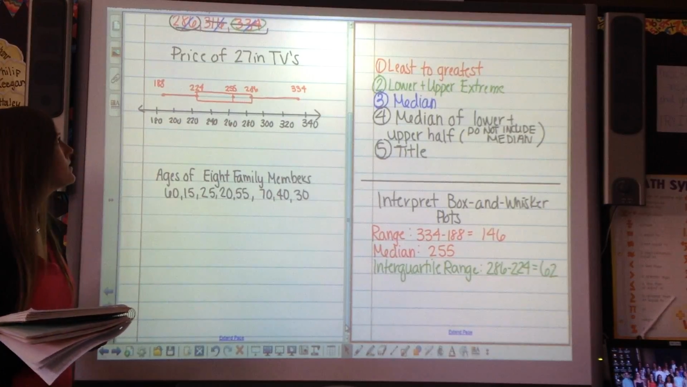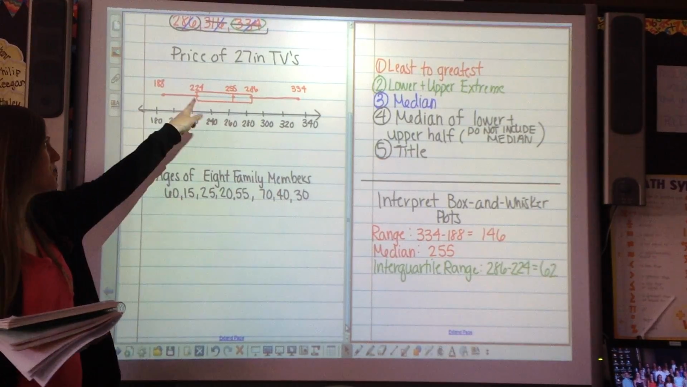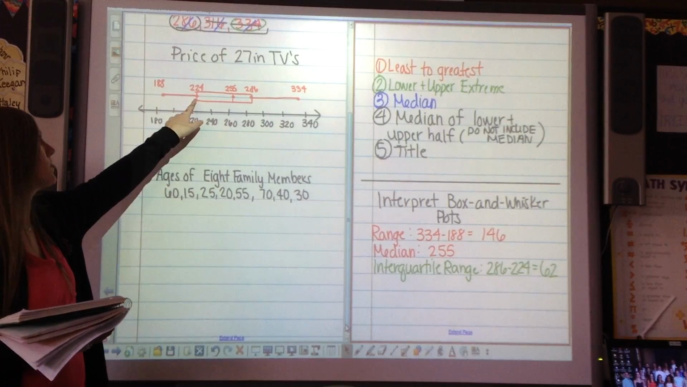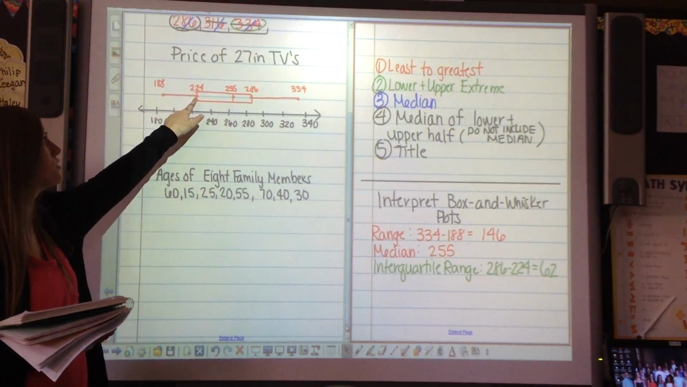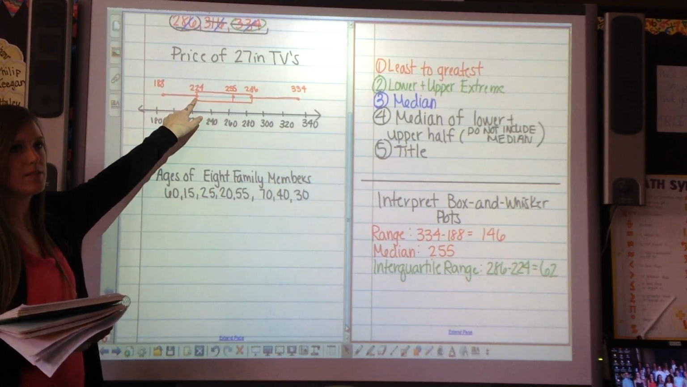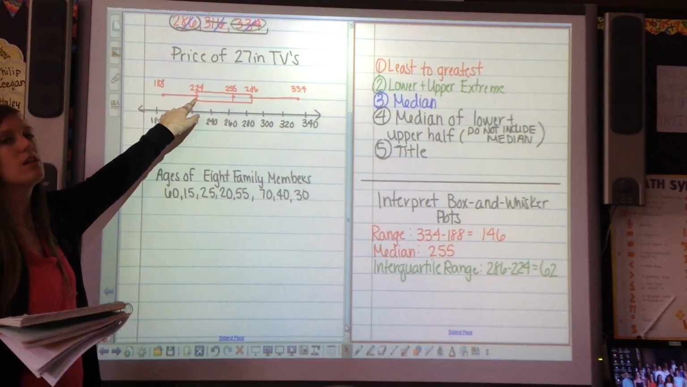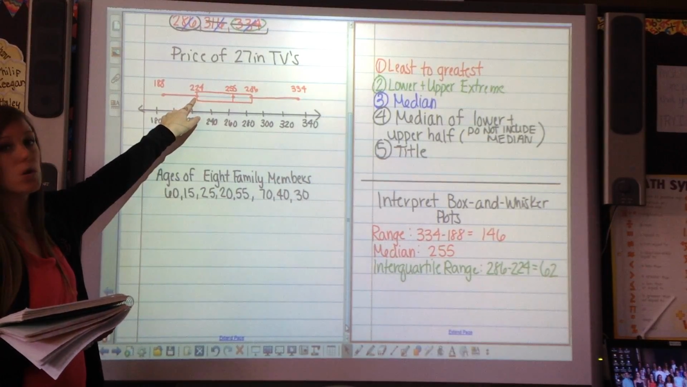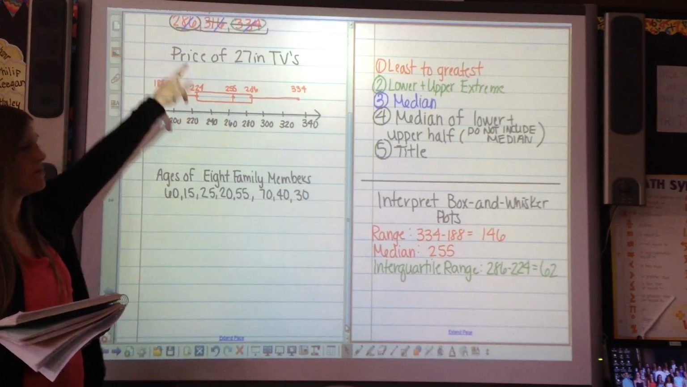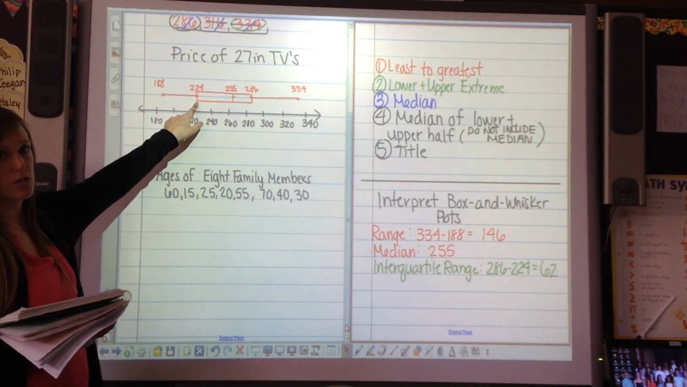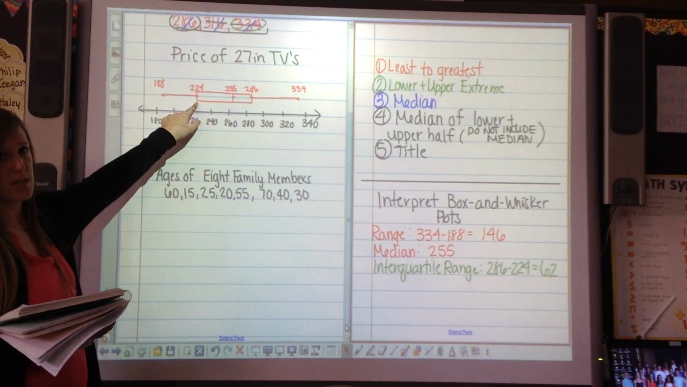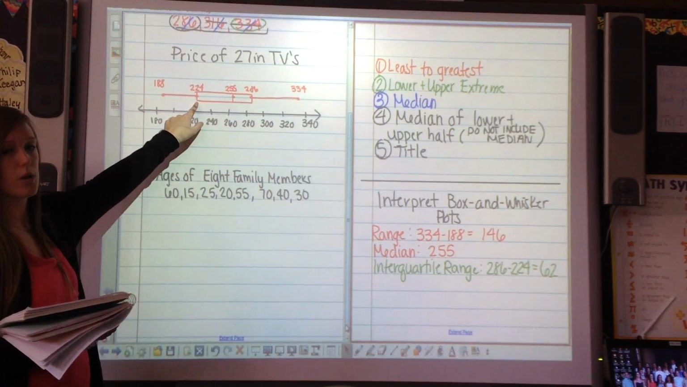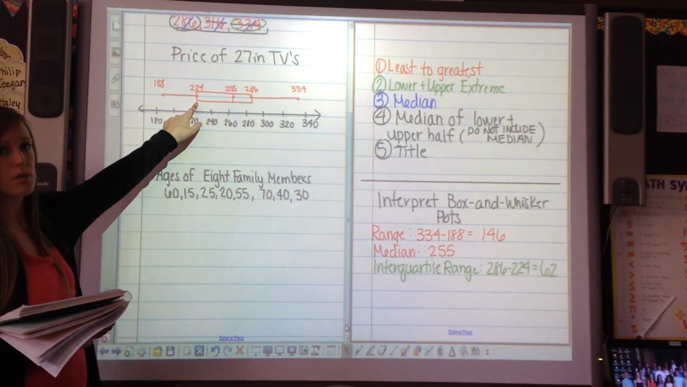So they might ask you a question like this. How many prices were less than $224? How many TVs were less than $224? They're not looking for an exact number. There's no way of finding out if they don't give you the list of values. They're looking for a percentage. You would say 25% of the TVs are less than $224, 25% because this graph is broken up into 4 pieces.